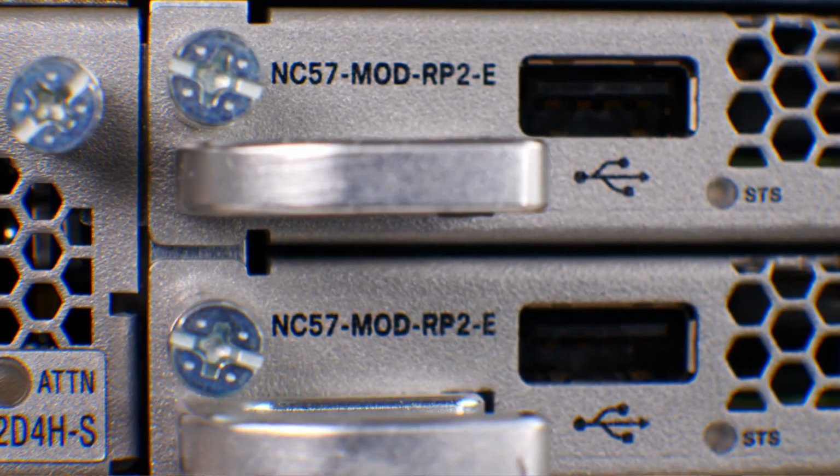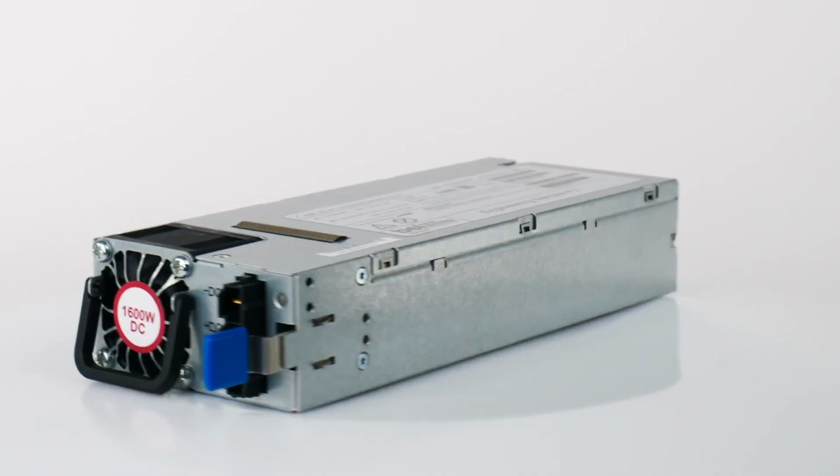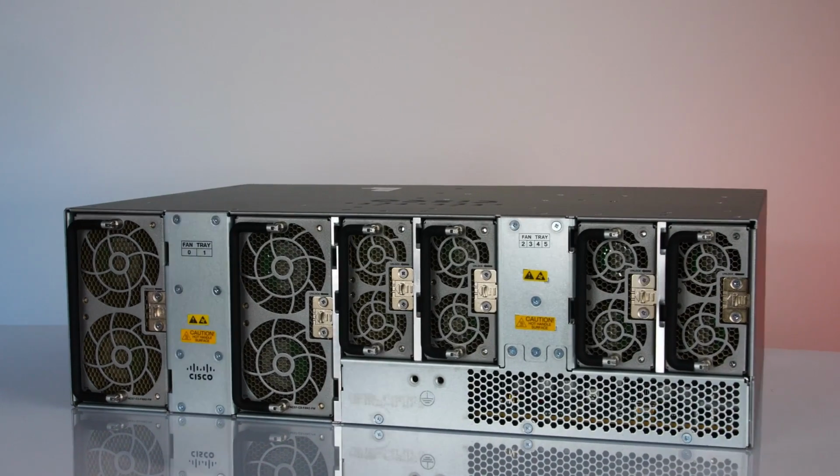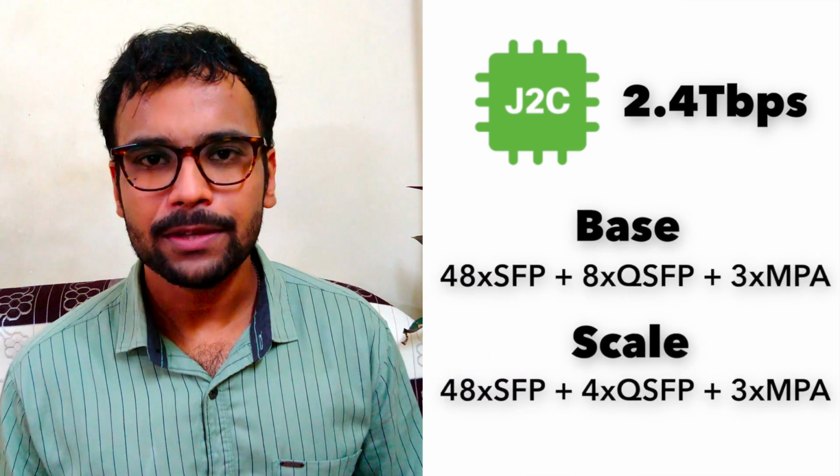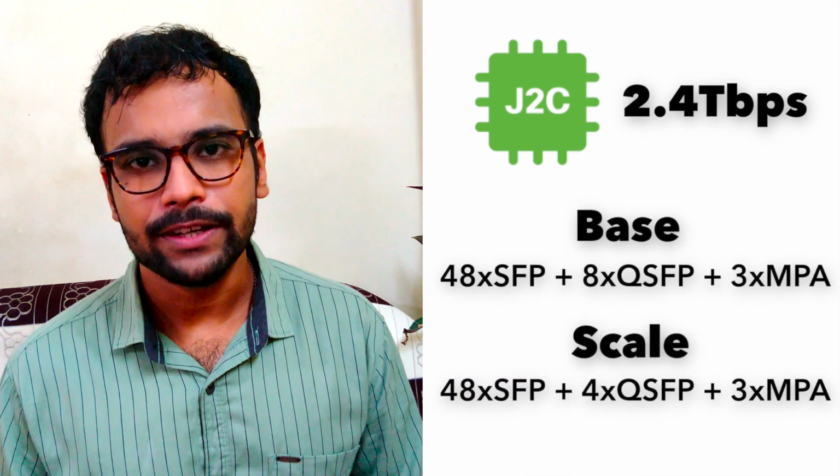This platform provides high flexibility in terms of ports that can be connected to it. It supports control plane redundancy, consumes very less power, and is less than 300mm deep. The NCS 57C3 mod platform is built on a single ASIC having a throughput of 2.4 terabits per second. It is available in both the base and scale variants.